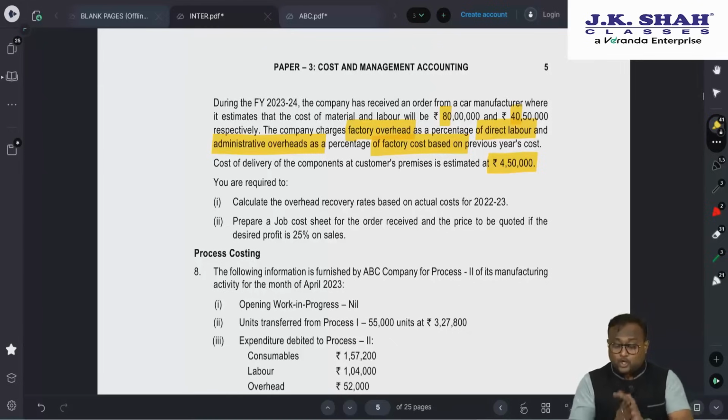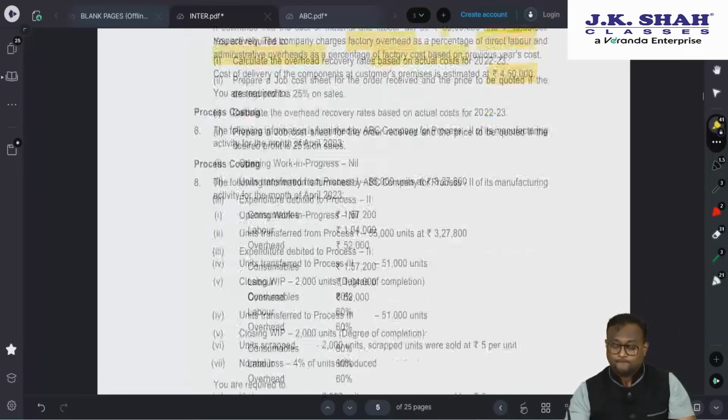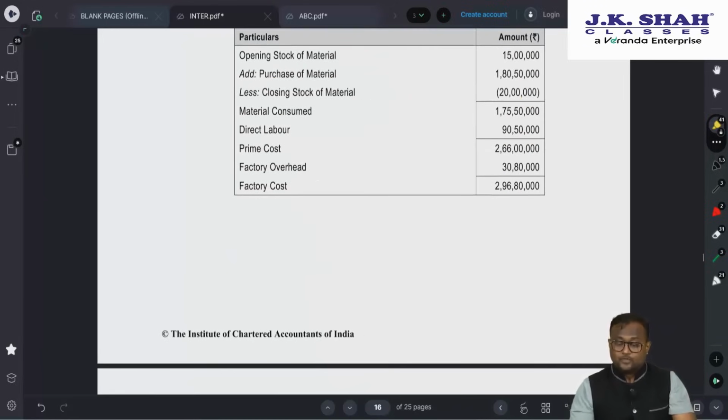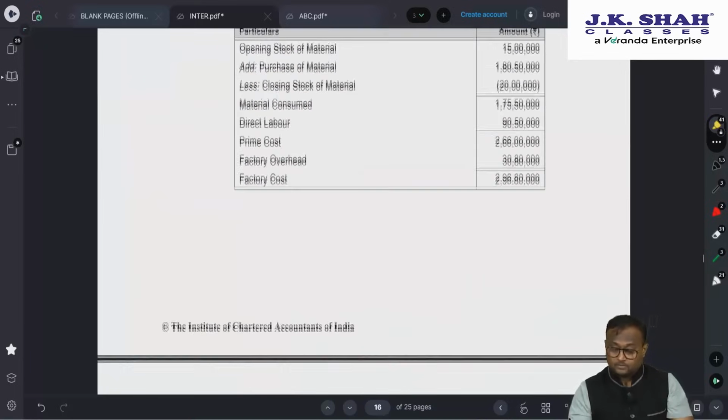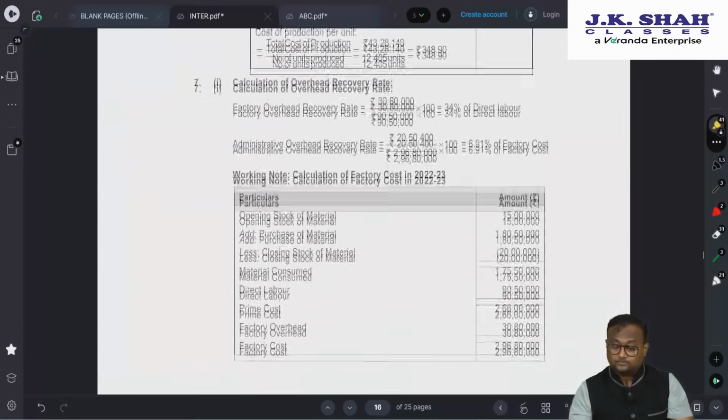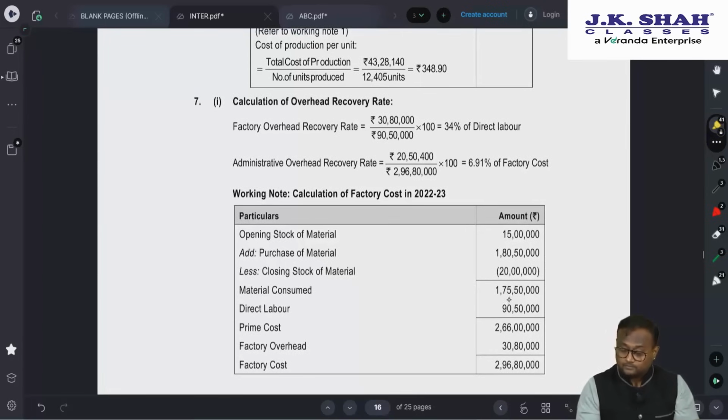Very simple. You need to first find out overhead absorption rate of factory overheads and admin overheads. For that, you need the basic cost sheet, you need the actual cost sheet, and here we go. Yes, we have opening stock, purchase, closing stock, we got material consumed, then labor, then factory overheads, and then factory cost. Your admin, your factory overhead was based on wages.